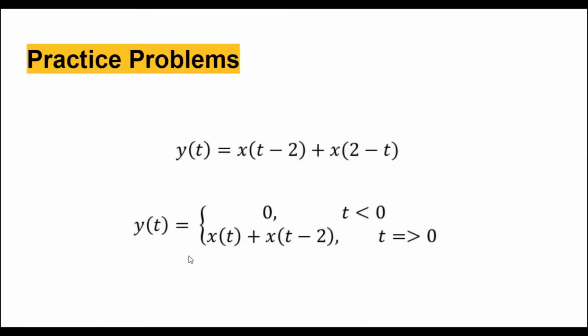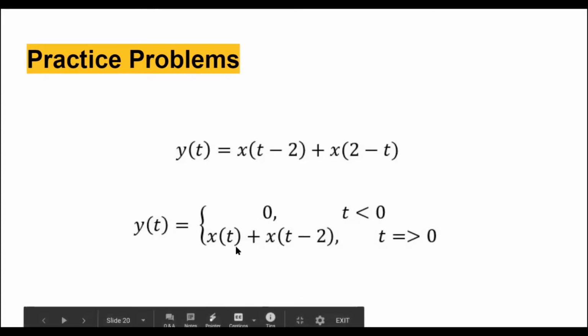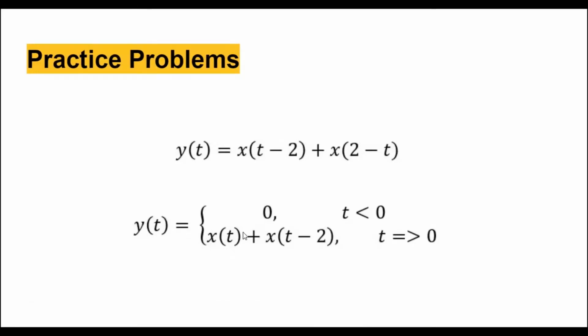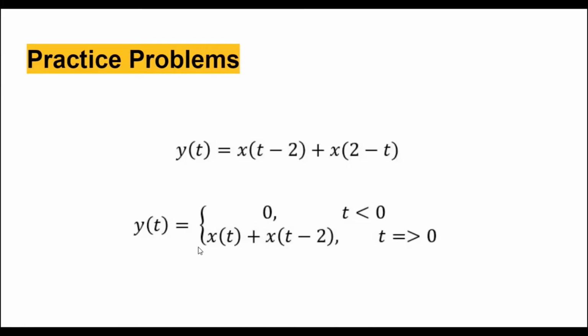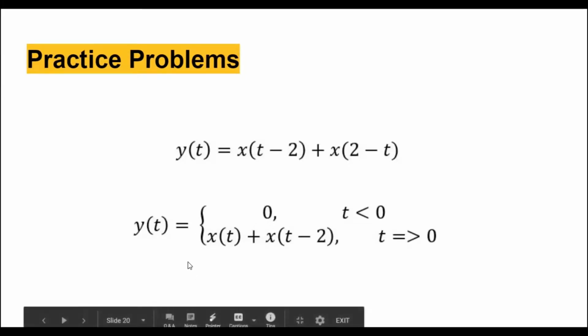And then the next step, if it's stable, if x of t is bounded for all values of t, then the top part is always 0, so that's bounded. And the bottom part is a bounded plus a bounded again, so that's also bounded. So this system is also stable. Okay. Any questions?